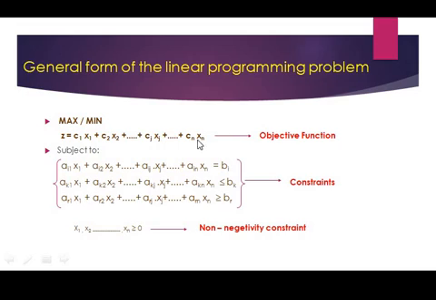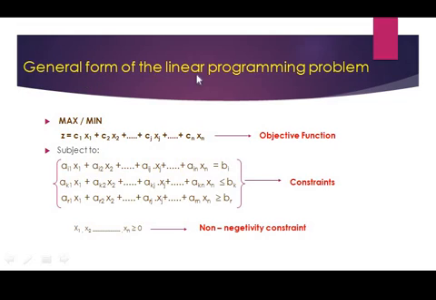This z is called the objective function. So my aim of solving the problem is to either maximize or minimize this objective function. Is it simply maximizing or minimizing the objective function? No. When we are performing the maximization or minimization, I have a set of constraints that I need to satisfy. So these constraints will be written next.